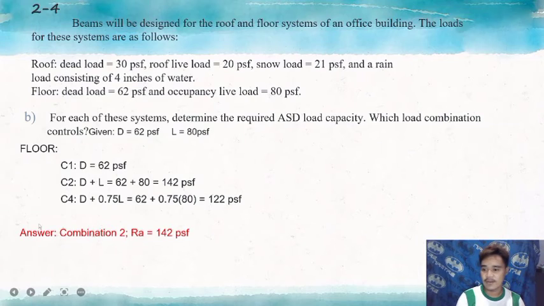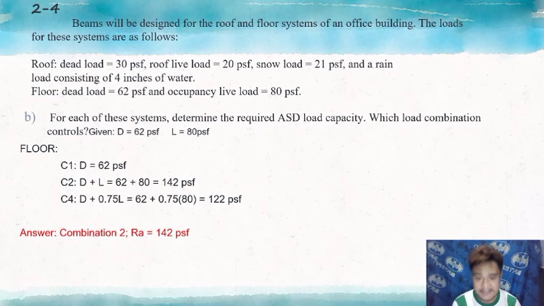And for our floor system, we're gonna use the combination 1, which is D is equal to 62 PSF. And our second combination, which is D plus L, which is 142 PSF. And our combination 4 is D plus 0.75L, which is 122 PSF. So the load capacity that we're going to use for our floor system is the combination 2, which is 142 PSF.